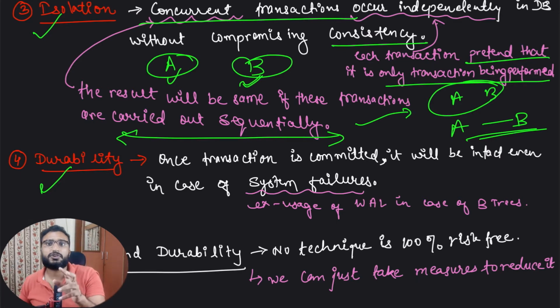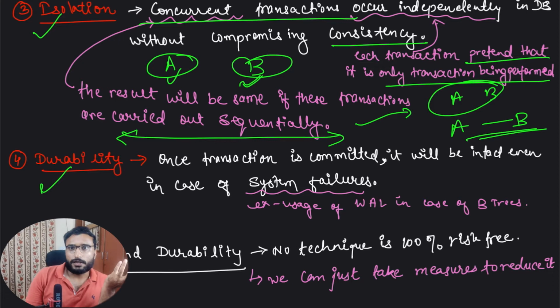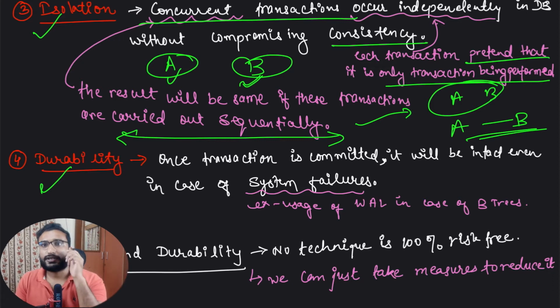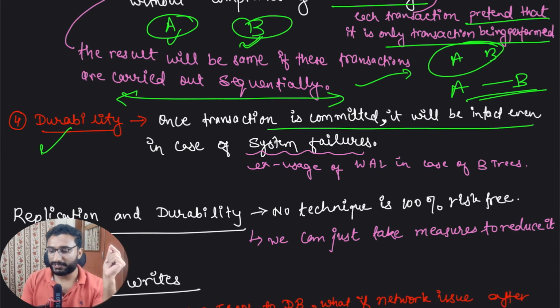ठीक है, there should not be a scenario कि database उड़ गया. There should not be a scenario कि database is down, I don't have the data which I have committed earlier. I should have all the data which I have committed. This is what we mean by durability. When we say 100% durability, what it means is that the data once stored will be there always. Okay, so once a transaction is committed, the data will be intact even in case of system failures.